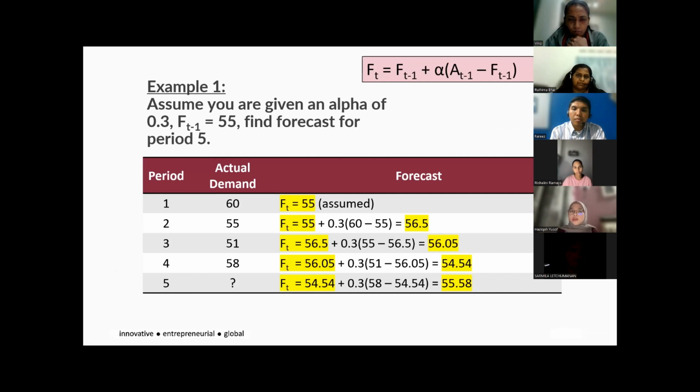So this is the first example. Assume that we are given alpha, the smoothing constant, equal to 0.3 and F_(t-1) equal to 55. How do we find the forecast for period 5? We just use the formula F_t equals F_(t-1) plus alpha in brackets A_(t-1) minus F_(t-1). So we get 55.58. Next slide.